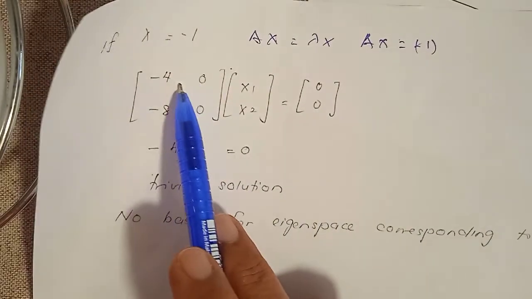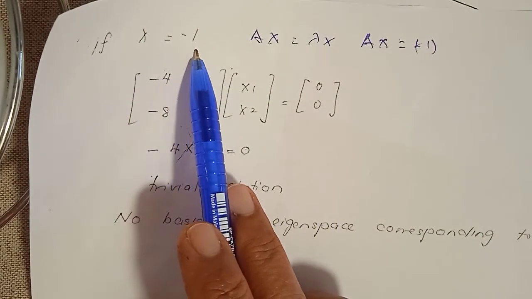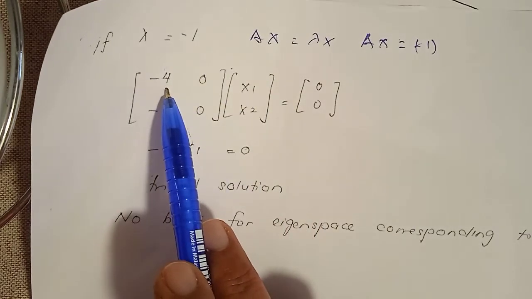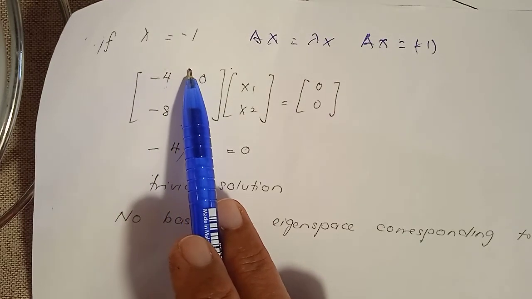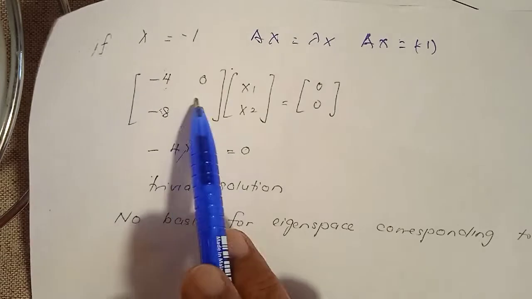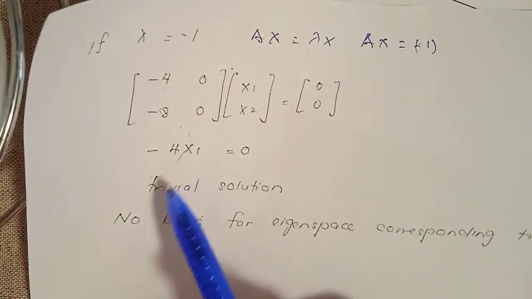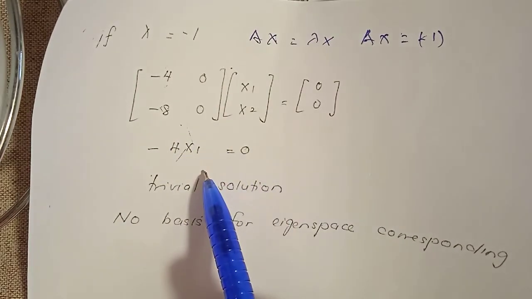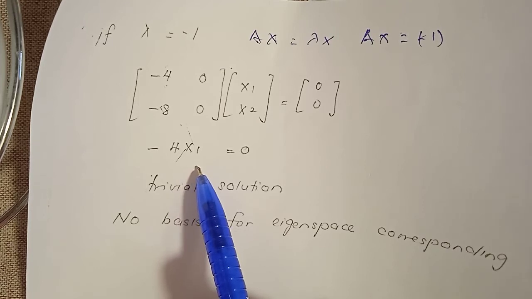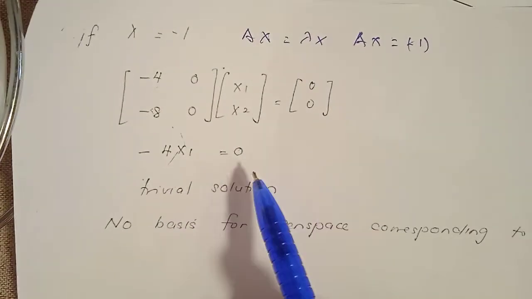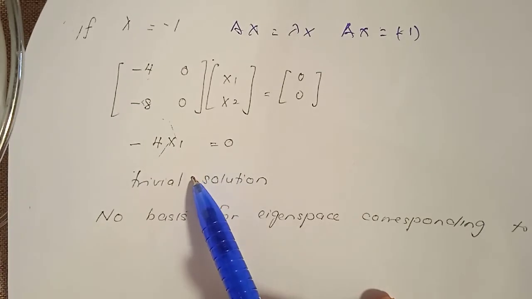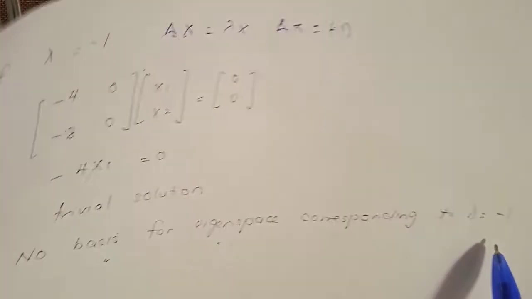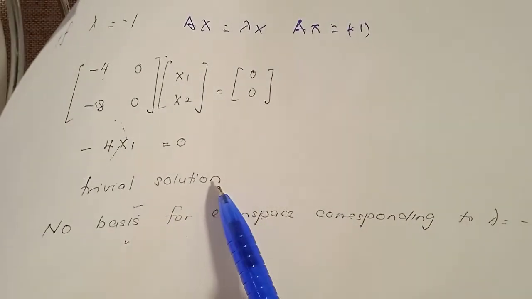Okay, for another eigenvalue, which is -1, that we obtained earlier of the 2 times 2 matrix, we again substitute lambda equal to -1 in the corresponding equation. So we have this matrix equation. Solve this, then we have -4x1 equals 0. This is a trivial solution, meaning that we are not able to find the value for x1, because the only value for x1 is 0. Therefore, there is no basis for the eigenspace corresponding to lambda equal -1, because we have only a trivial solution.